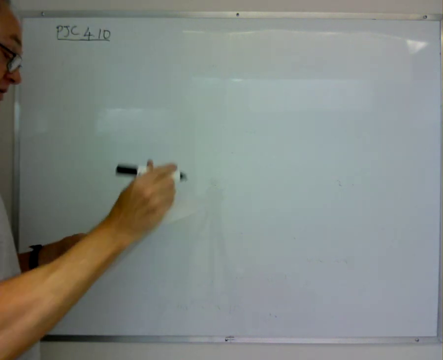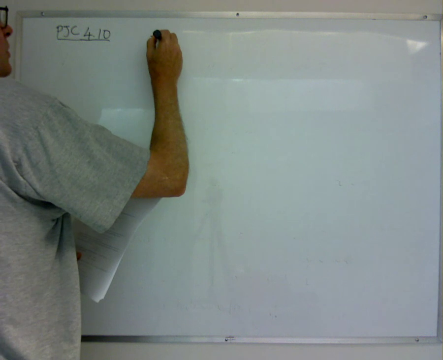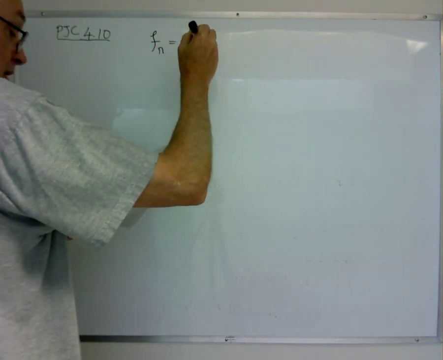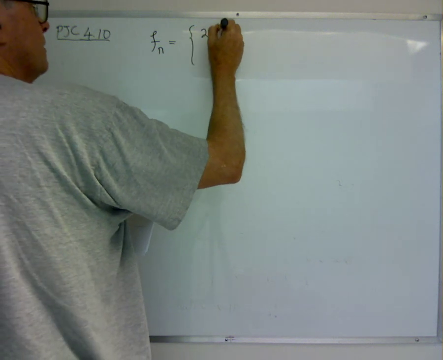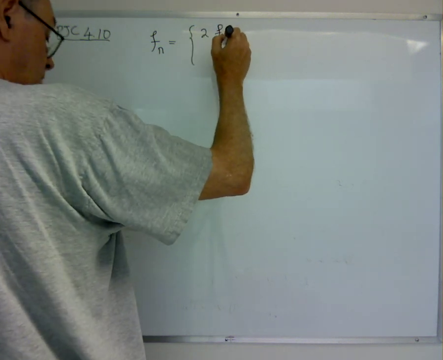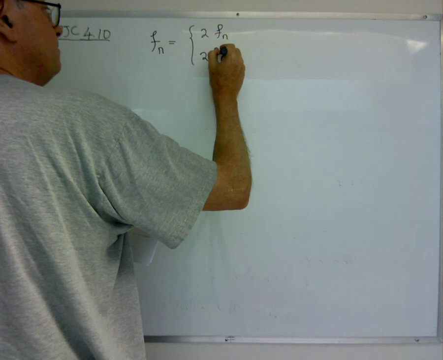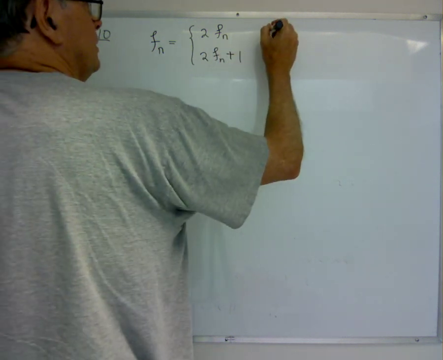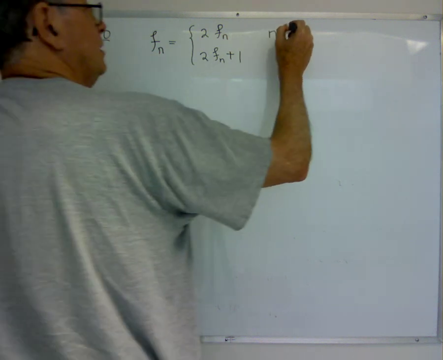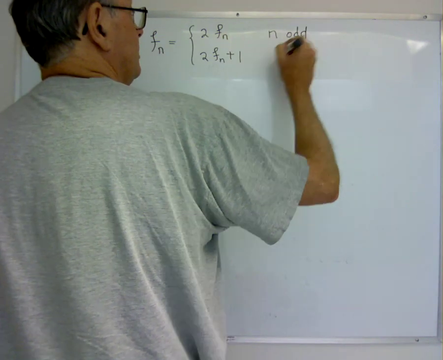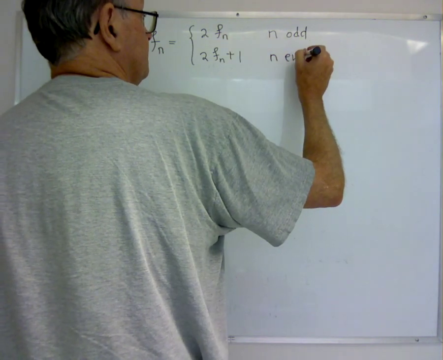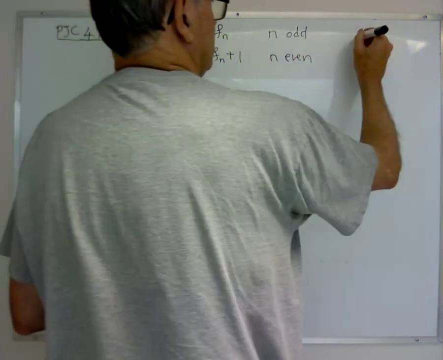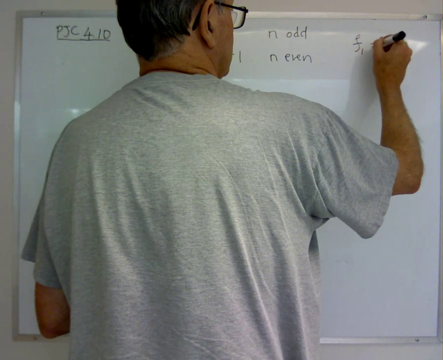and it says you have this recurrence. So F of n plus 1 is 2 times Fn, or 2 times Fn plus 1. This is when n is odd, and this is when n is even. And then it tells you start at 1 with f1 equal to 1.